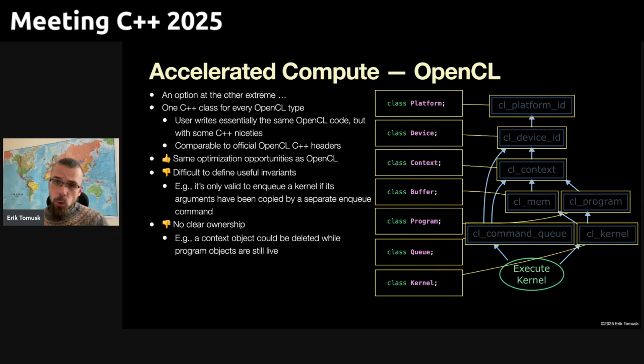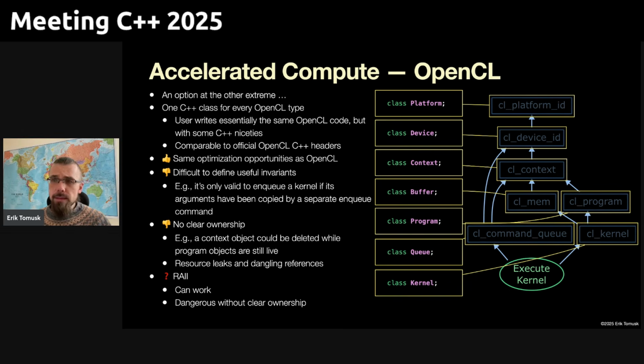So for example, if you have an OpenCL context and an OpenCL buffer that lives in that context, if that context is destroyed, that buffer suddenly becomes invalid. Which means we're back to the problem of resource leaks and dangling references. And then there's the question of RAII. This kind of C++ abstraction does have RAII. It can work. But without a clear view of ownership, this becomes a foot gun, because RAII is all about automatically releasing resources. If a context gets automatically released while a buffer that the context depends on is still alive, then that buffer has a dangling reference.